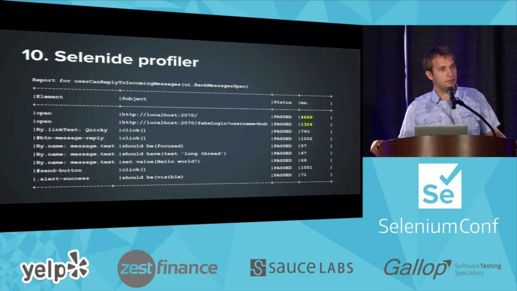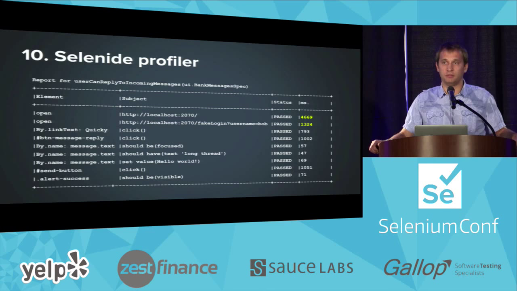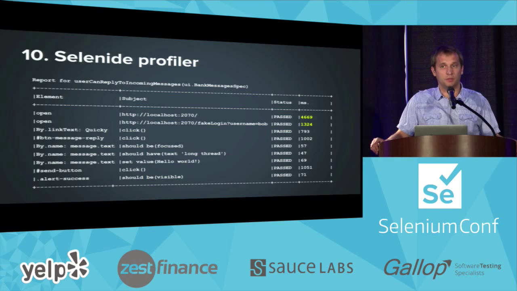Selenide has its own profiler. At some moment, we found that we need some logging. And this profiler not just logs all actions, but it logs time. And it shows you what operations take most of the time. It's pretty convenient. For example, thanks to this report, we have found that all our tests opened some URL twice, like you see. And it took most of the time when running our tests. I believe it's quite useful to have a profiler and see where you spend your time when running tests.